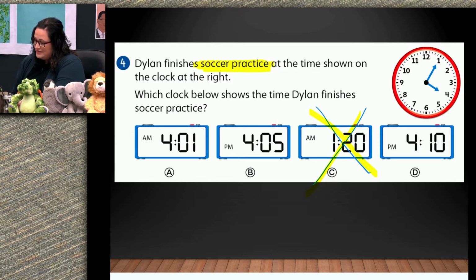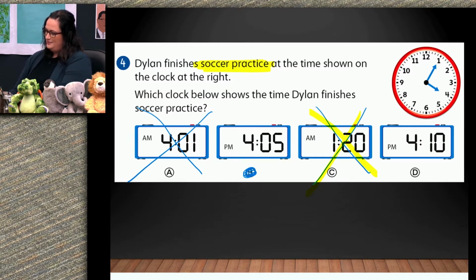Okay, so now we have to decide, is it 4:01 a.m.? If he's at soccer practice? No, that doesn't make sense. That's really early in the morning. So now we have to decide, is it 4:05 p.m. or 4:10 p.m.? Which one is it? It's 4:05 p.m. because it's pointing at the 1, and the 1 shows 5 minutes have passed. So it's the 4 o'clock hour and 5 minutes have passed. Very good.